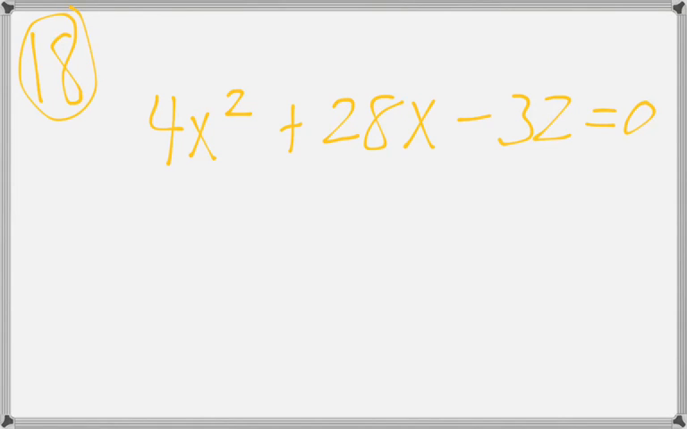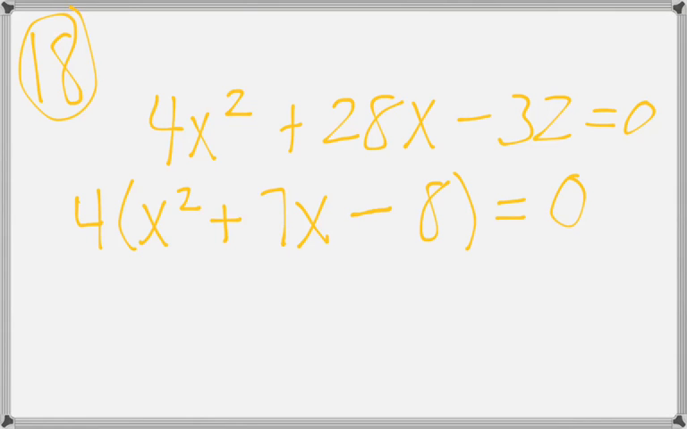What would be our GCF? 4. Divide everything by a 4. Tell us what we have left over. An x squared, 7x, and a minus 8. Good. Okay.